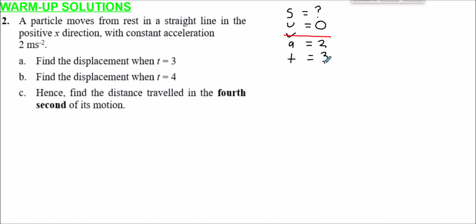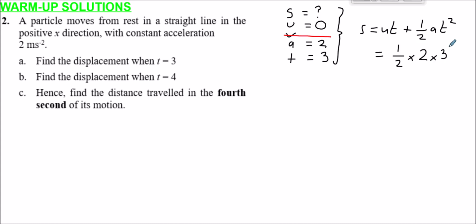In terms of the SUVAT formulae, we need the one which doesn't involve v at all, and we'll solve for s. So for part A, we can use the formula s equals ut plus half at squared. Because the particle starts from rest, u is 0, so ut is 0. We're just left with half at squared, which is a half multiplied by the acceleration, 2, multiplied by the time, 3 squared. So a half times 2 times 3 squared gives us 9 meters. So for part A, we have a displacement of 9 meters.